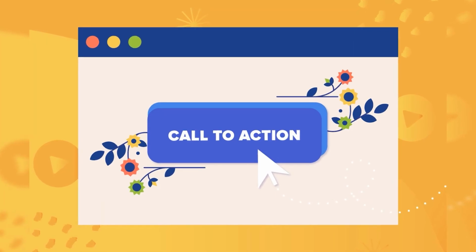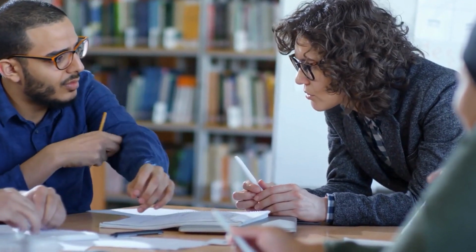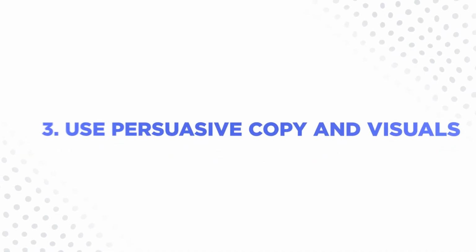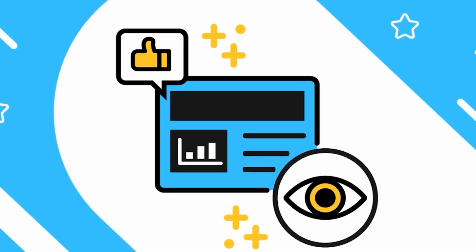2. Create clear calls to action. Make it obvious to visitors what you want them to do on your website. Use clear, concise language and visually distinguish your calls to action from other content on the page. 3. Use persuasive copy and visuals. Your website copy and visuals should be focused on the benefits of your product or service and how it can solve your customers' problems. Use customer testimonials, product demos, and other persuasive content to convince visitors to take action.